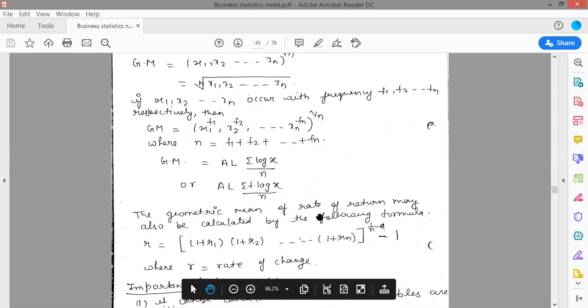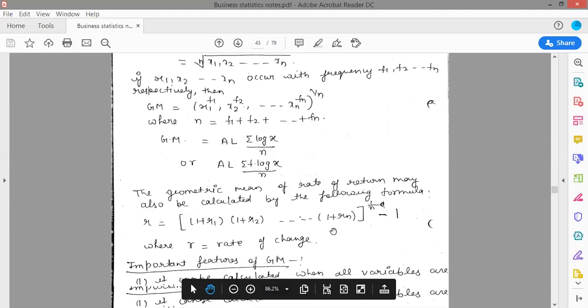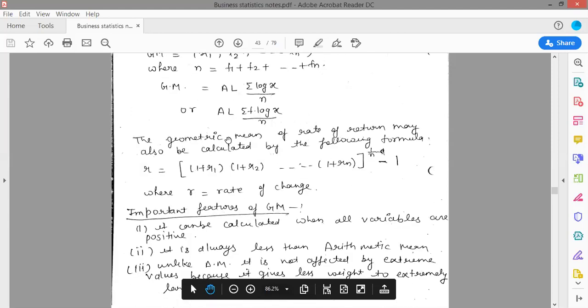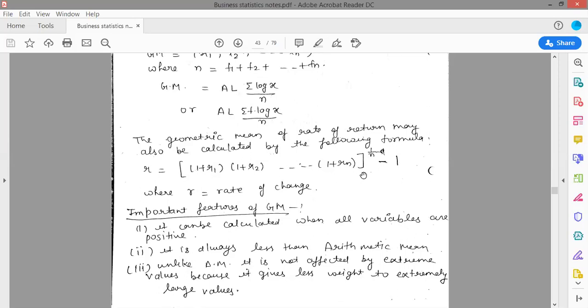Now the geometric mean of rate of return may also be calculated by the following formula. If rate of return is given, then you can calculate your geometric mean by using this formula, where r is equal to rate of change. So basically I will discuss with you geometric mean definition, how to find geometric mean formula, geometric mean uses and geometric mean examples, and also merits and demerits of geometric mean. So we have our geometric mean formula here.